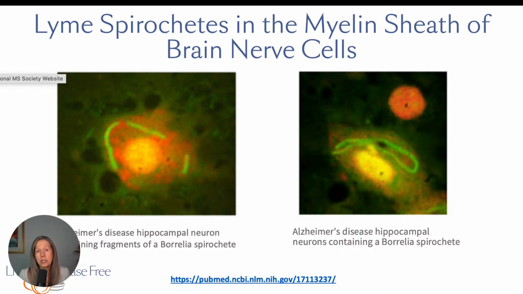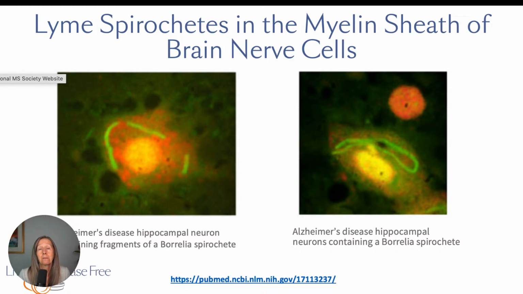These are some images. You'll see the center where it's kind of bright. It looks kind of like a sun on the left-hand side. But those are cross-sections of nerve cells in Alzheimer's patients. The green squiggly things are Borrelia, the bacteria that causes Lyme disease. So he is showing that Borrelia can infect the myelin sheath of nerve cells.